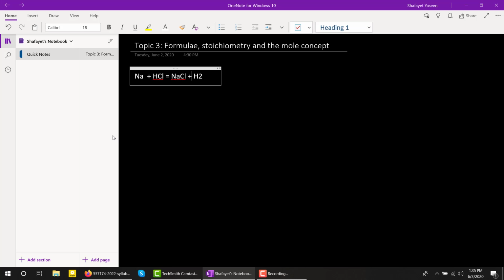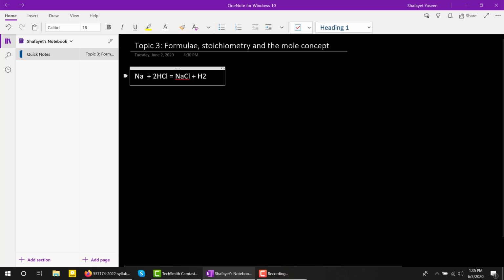Since there are 2 hydrogen atoms here, we must make sure there are 2 hydrogen atoms on the other side. Basically you need to equate both hand sides. Your right hand side must be equal to your left hand side. So the total number of atoms on the right hand side must equal the total number of atoms on the left hand side. So there are 2 atoms of H here, so there must be 2 atoms of H here as well.